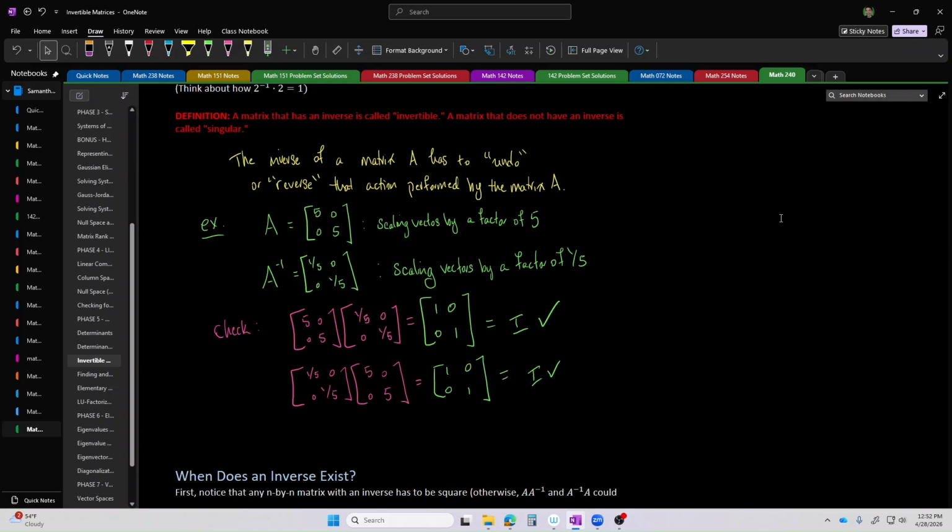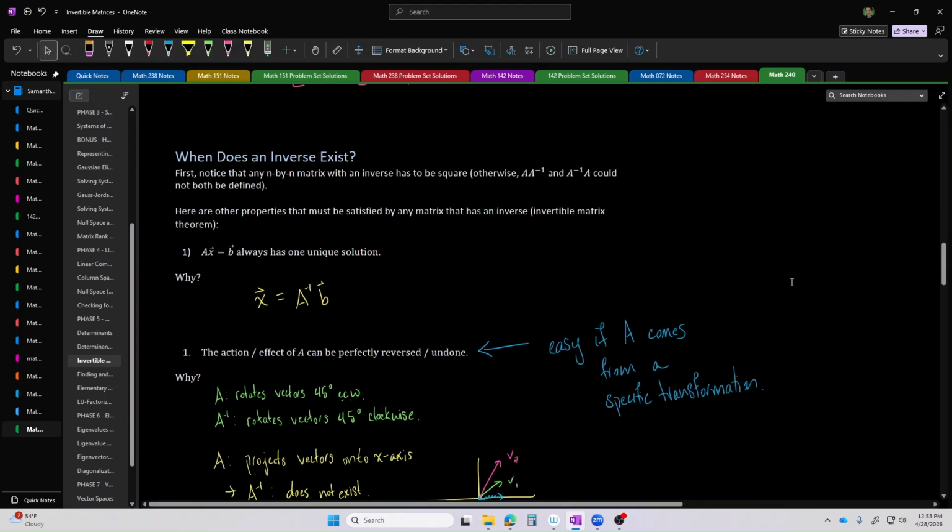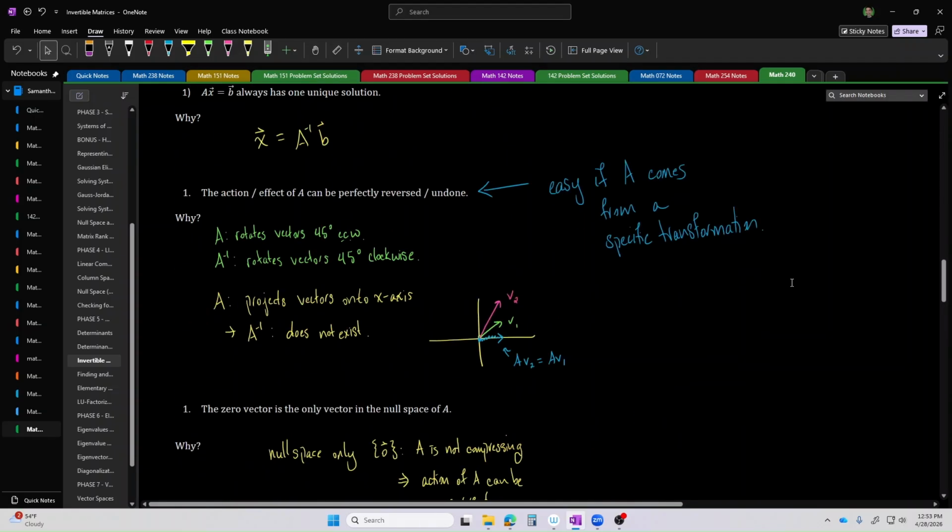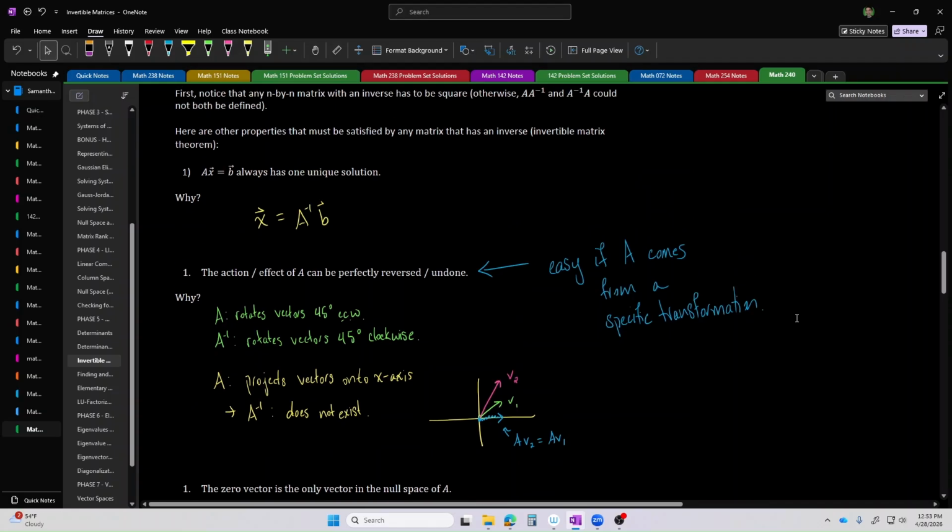If you have a matrix A, for example, whose job is to scale vectors by a factor of 5, that can be reversed pretty easily. Just scale by a factor of 1/5. If you have a matrix A that is doing rotation in one direction, you can invert that by just rotating in the opposite direction. So that's one way to think about whether a matrix A has an inverse, and it's one way to think about what that inverse might plausibly be.